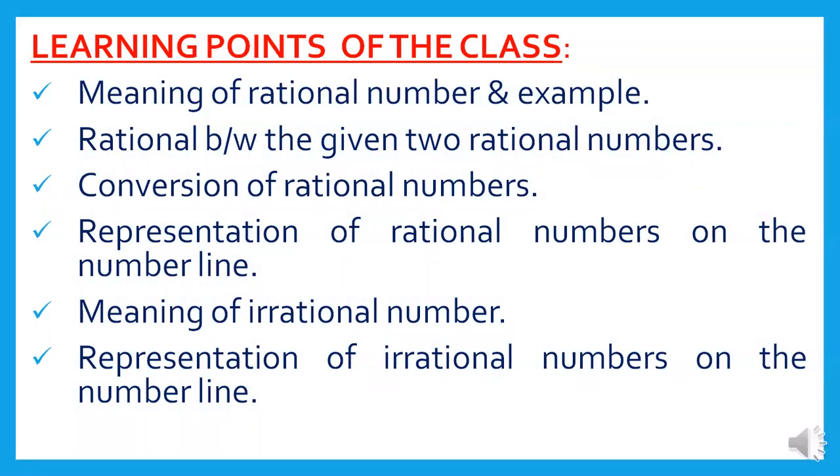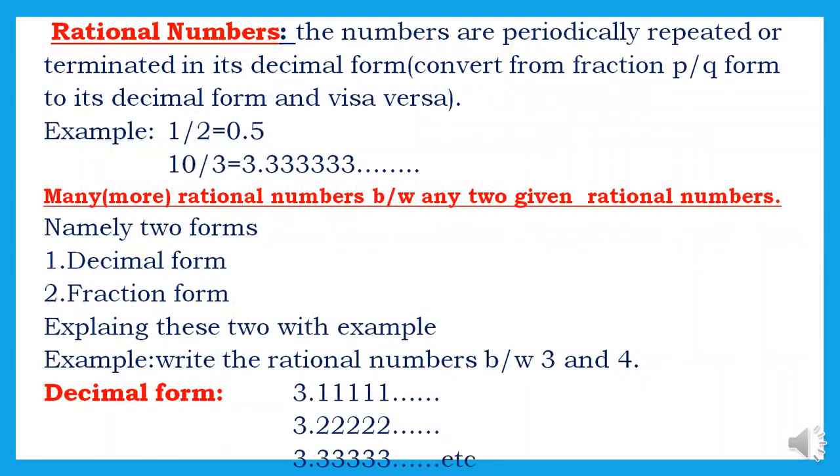In this class, we are learning these points: meaning of rational numbers with example, rational numbers between the given two rational numbers, conversion of rational numbers, representation of rational numbers on the number line, meaning of irrational numbers, and representation of irrational numbers on the number line. Next, study one by one.